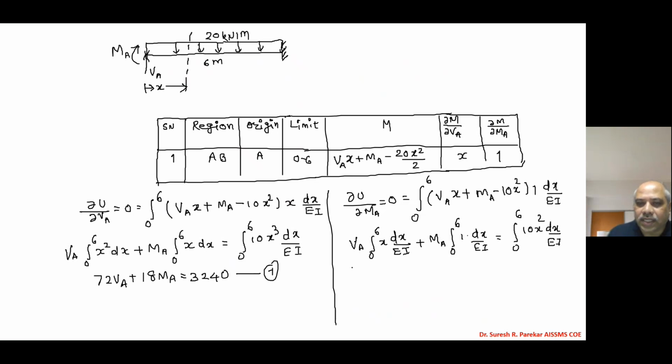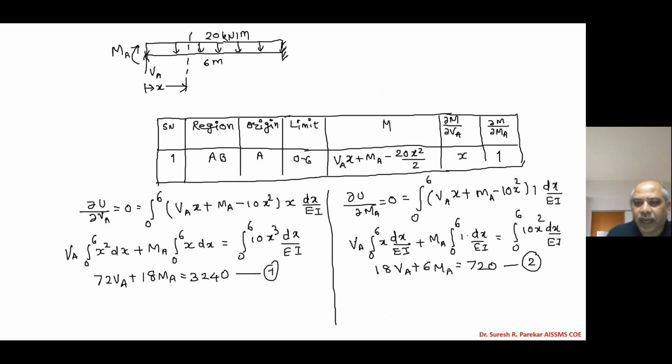If we solve this, we get integration of x, same as what we had for MA over there. So in MA we have x into dx from 0 to 6. Same way here we have 18 VA. Now integration of 1 from 0 to 6 directly comes 6. So we have 6 MA, and that is equal to integration of 10x square from 0 to 6, and it comes 720. And this is equation 2.